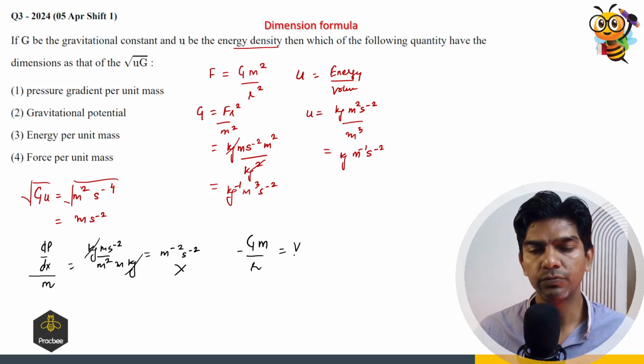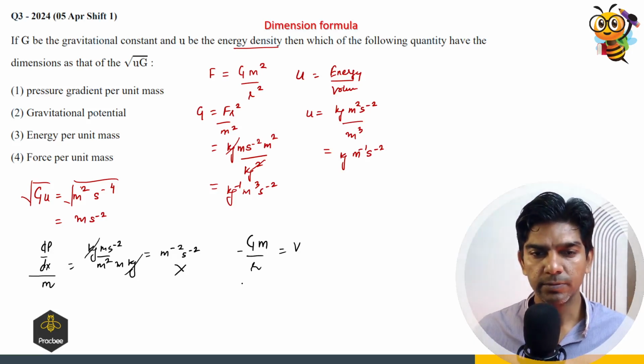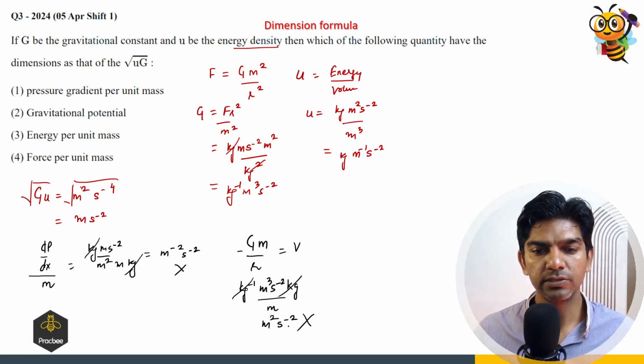Now for gravitational potential, so gravitational potential will be GM by r, right? So that is the formula for gravitational potential due to a point mass. So let us find the unit for this. So G is kilogram inverse meter cube second raised to power minus 2. Mass is kilogram divided by meter. So it gives us meter square second raised to power minus 2. Again, it is not same as meter second raised to power minus 2.